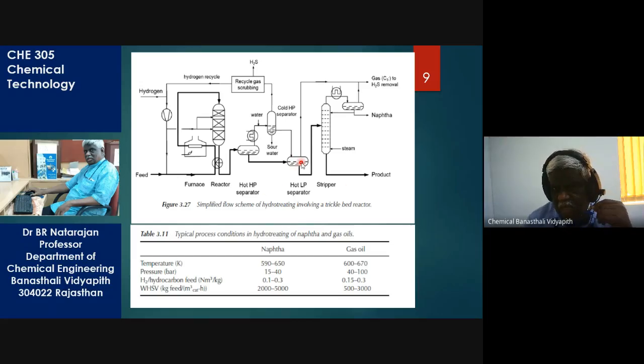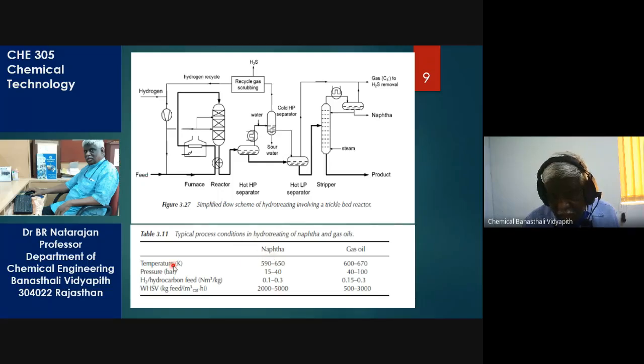And from the low pressure separator, I take it to a stripper. Stripper means where I am having hydrocarbons with different boiling points. It's like a distillation column. So here I get my different products, some naphtha, some product, and some gas, which may be used for fuel purposes or something, right? And depending upon the feed, look at the temperatures.